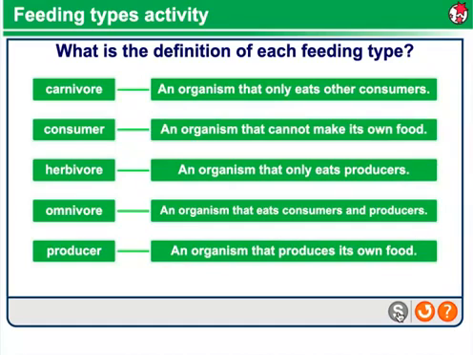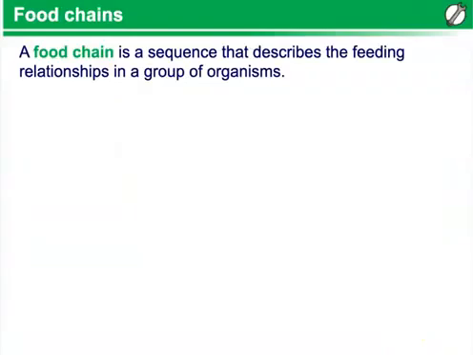Carnivore is an organism that only eats other consumers. A consumer is an organism that cannot make its own food. An herbivore is an organism that only eats producers. An omnivore is an organism that eats consumers and producers. And finally, a producer is an organism that produces its own food.